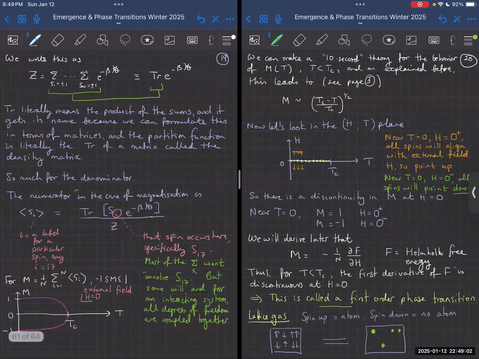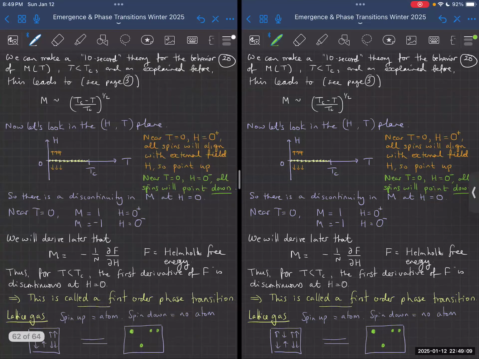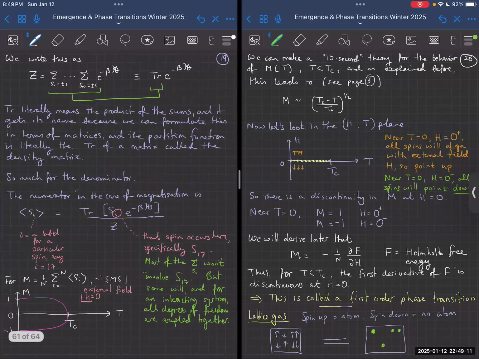So over here in the picture on the left, I've written H equals 0 just to remind you of that. Now, what we're actually interested in is what happens in the whole H-T plane. This H written like this means the external field, not the Hamiltonian. That's the external magnetic field, and there's the temperature. Now, above Tc, there's no magnetization. What do we think is going to happen below Tc? Without doing any calculation, we can already see something interesting.